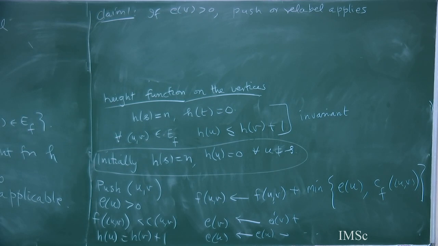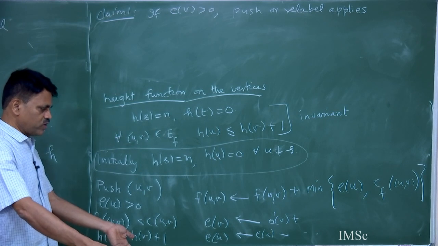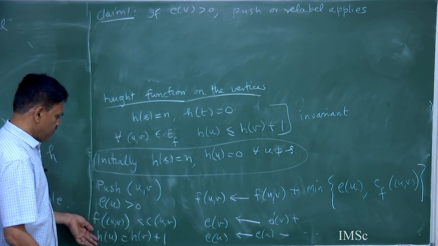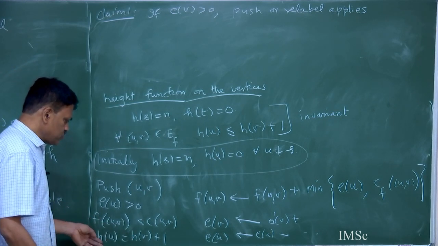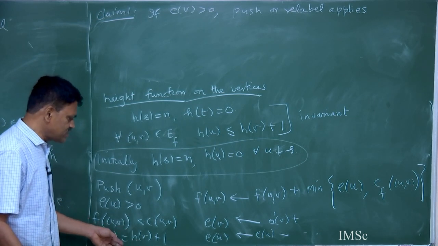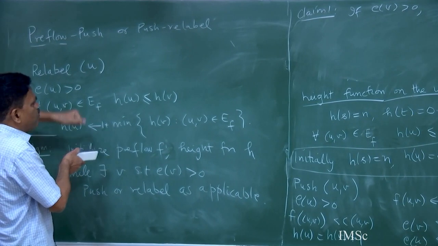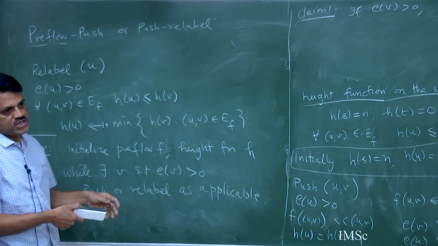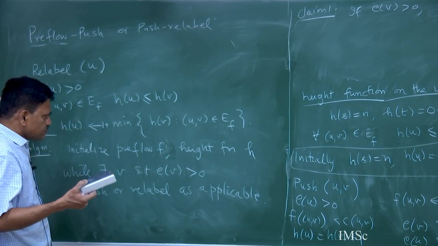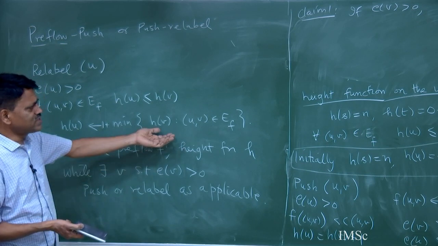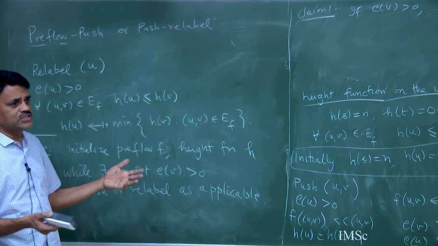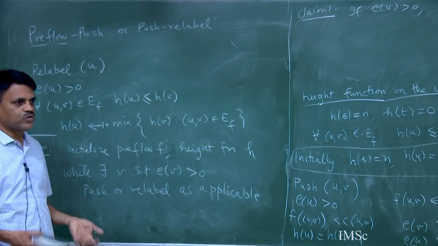What has to be proved is that if push doesn't apply, that means for any edge out of u in the residual network, I have h(u) less than or equal to h(v). So I find the minimum and then increase it. Then I know that whatever that height, I am one more than that, so I'll be able to push something into it. Only thing I have to show is why is this set non-empty? Why should there be an edge out of u in the residual network at all?